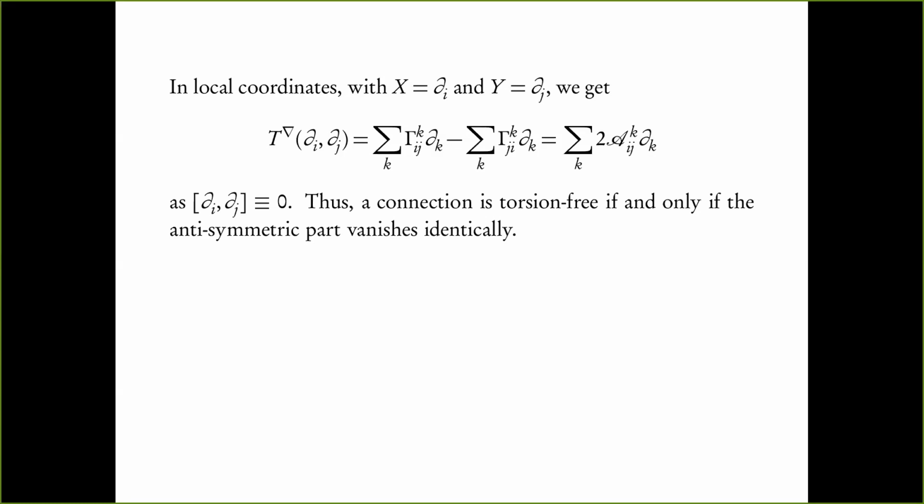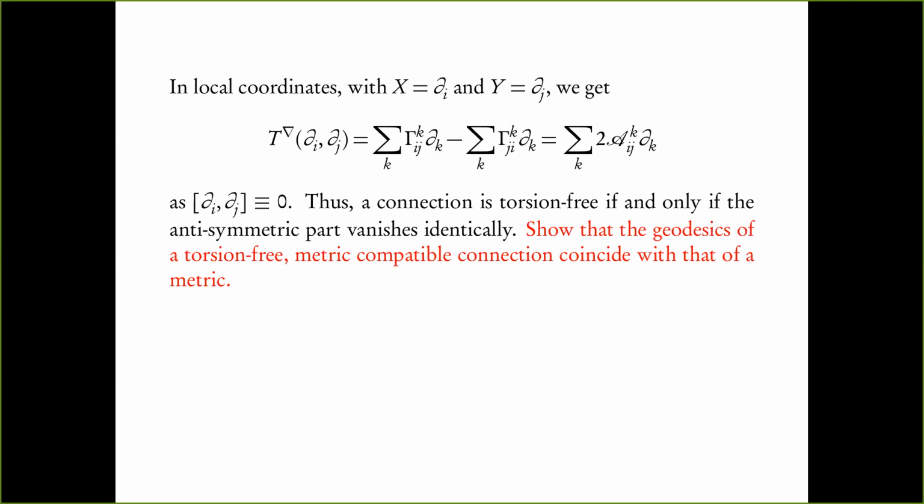All right. So here is another exercise, and again, this is all exercises associated to the fundamental theorem of Riemannian geometry. It says, show that the geodesics of a torsion-free metric compatible connection coincide with that of a metric. So remember, how do you define the geodesic of a connection nabla? A geodesic of a connection is defined to be a curve gamma which satisfies nabla_gamma-dot gamma-dot is 0. And this is simply motivated by the fact that for the Levi-Civita connection, a geodesic on M is precisely a curve which satisfies nabla_gamma-dot gamma-dot is 0.